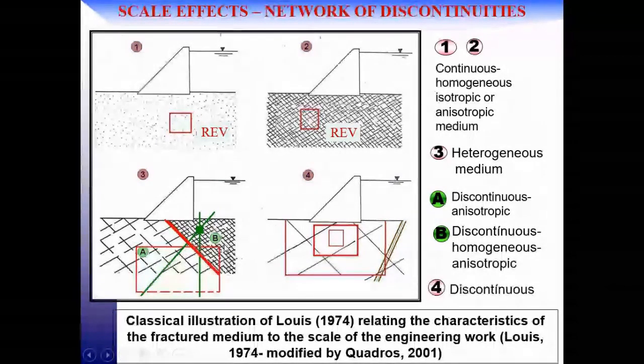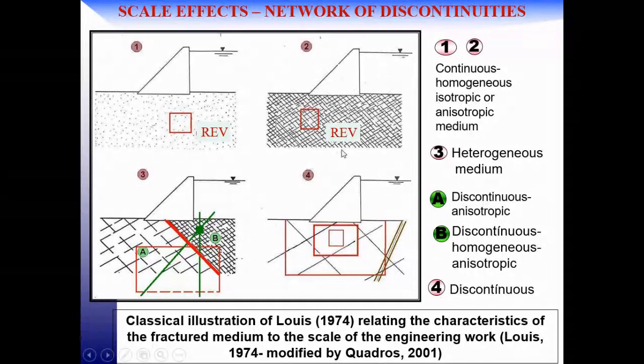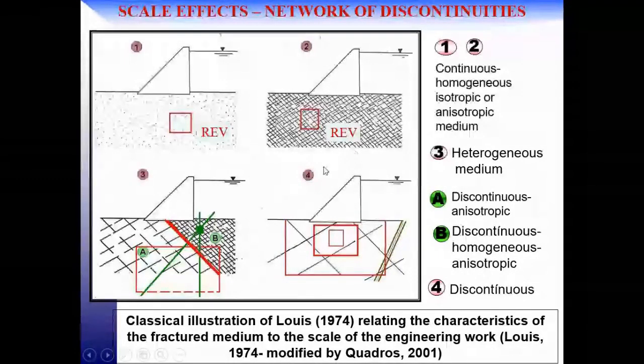All this is related to the base of a dam, to show the scales compared to the dam base. And in A, we see a discontinuous anisotropic medium. In B, we see a discontinuous homogeneous anisotropic medium. And in figure four, we see the representation of a discontinuous medium.